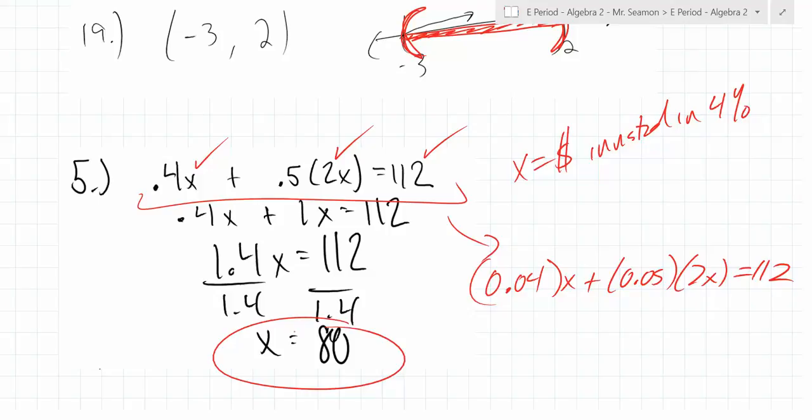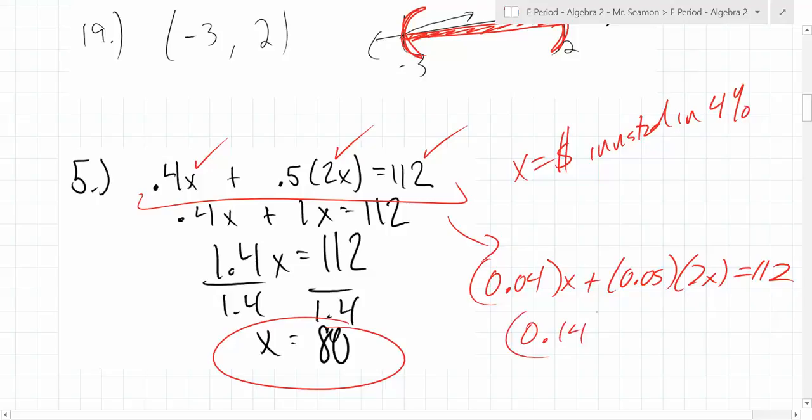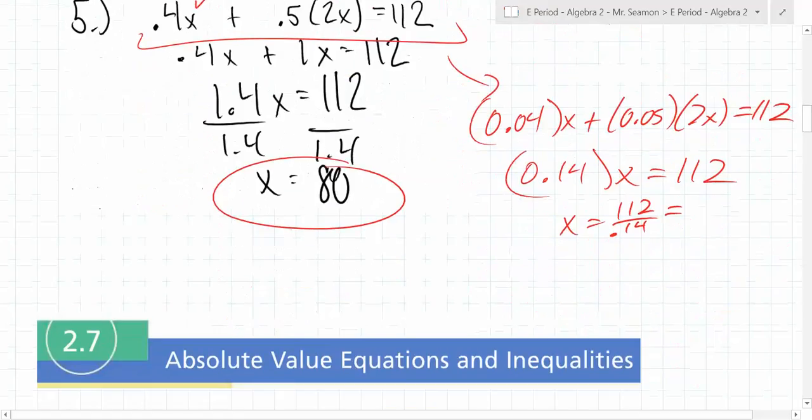Okay. So can you solve that now? Yeah, you could. It's going to be 0.14x equals 112, right? So x is equal to 112 divided by 0.14. Yeah, you could do that on your calculator. Anybody have an answer to that?